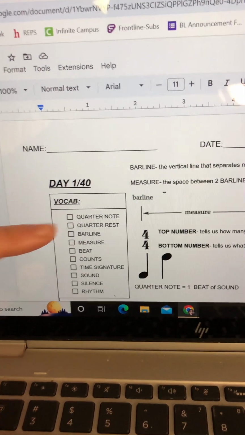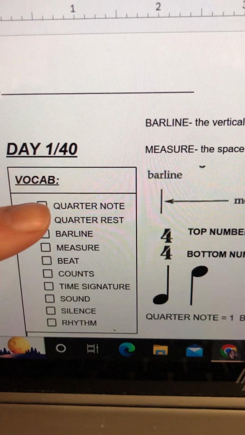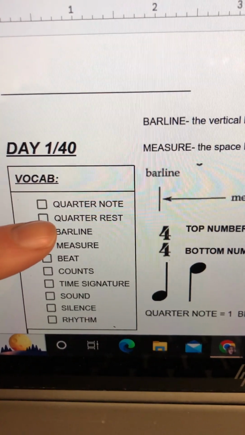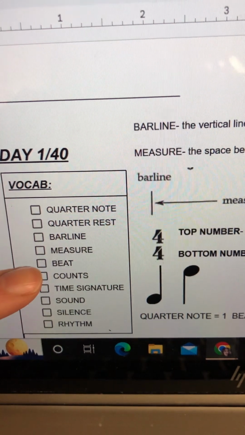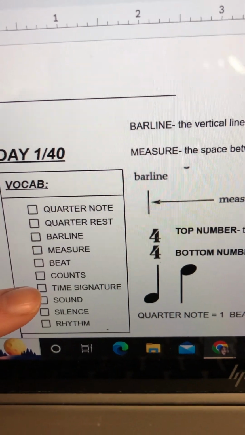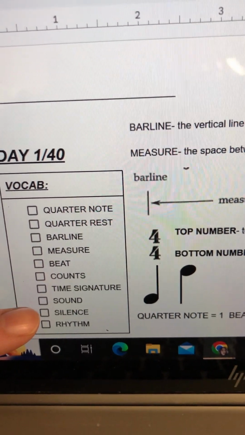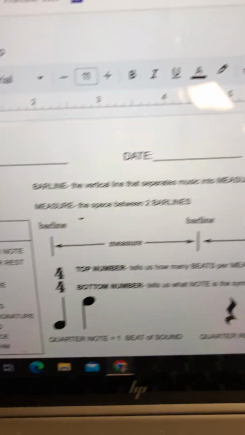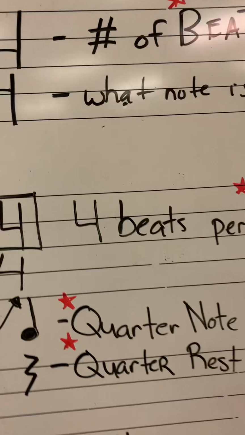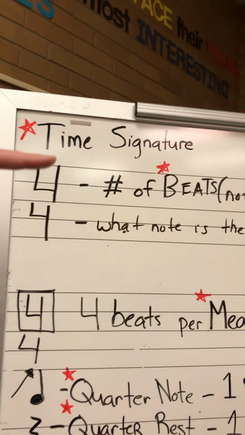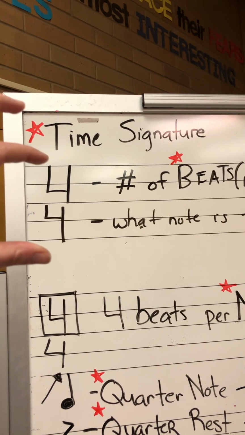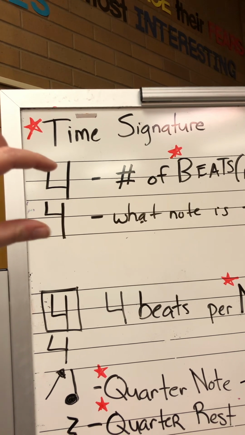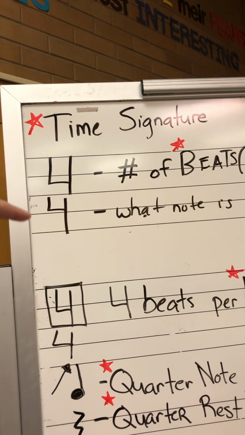So we're gonna learn about a quarter note, a quarter rest, a bar line, measure, beat, counts, time signature, sound, silence, and rhythm. Okay? So the first thing we're gonna do, I'm gonna have you look over here. Okay. So on the very top of the board, do you see this word that says time signature? The time signature, if you look at a piece of music, do you see these two numbers right here? This is called a time signature.